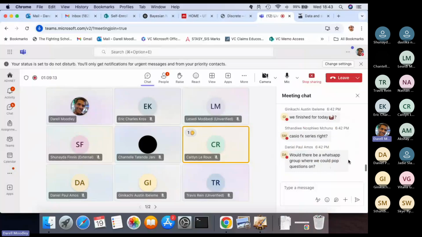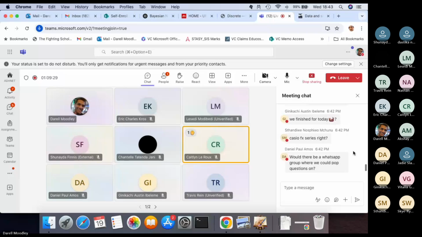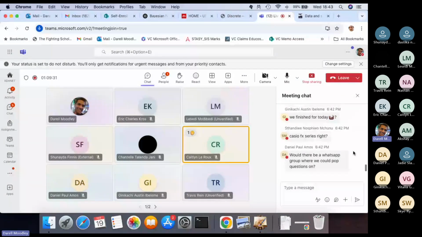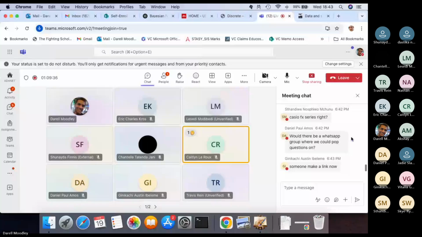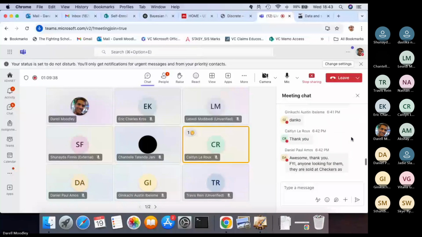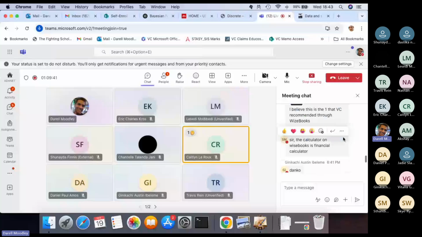The WhatsApp group. I'm not part of a WhatsApp group, but you students are more than welcome to create one for yourselves and add as many members as you wish. Please feel free to do that. I do know some students derive benefit from that. So I'm happy for you to do that, but I'm not part of any WhatsApp group. Any questions? Checking the questions.